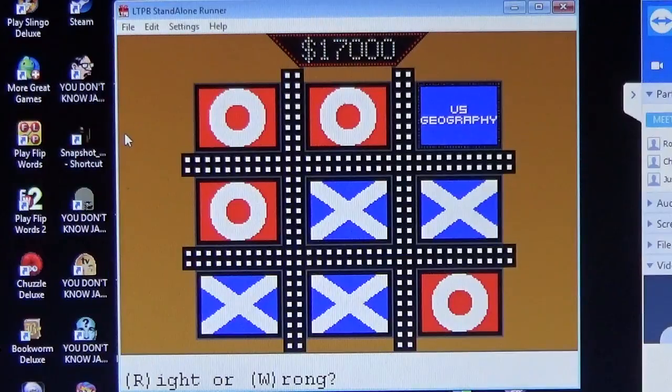The Appalachian Mountains go through all these states except for which one? Is it A, Pennsylvania, B, Virginia, C, Montana, or D, Maryland? Montana. You got Tic-Tac-Dough, Justin. Good job.